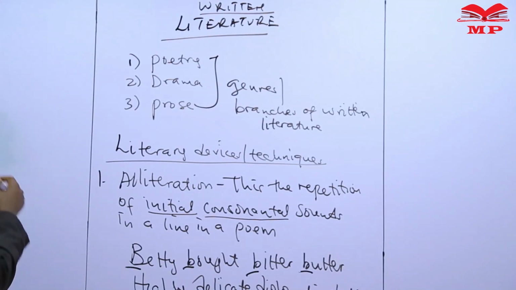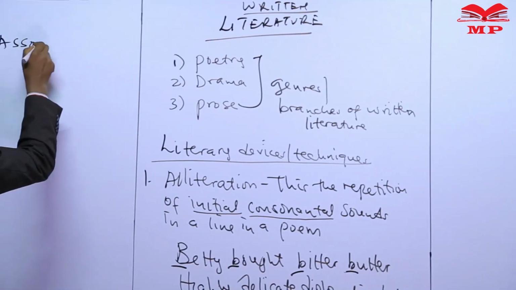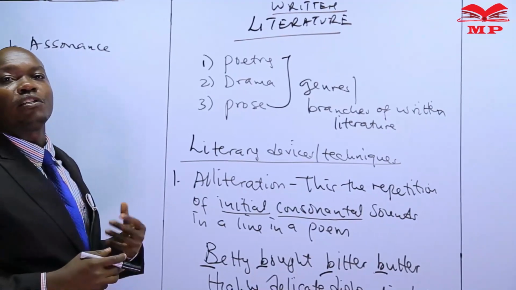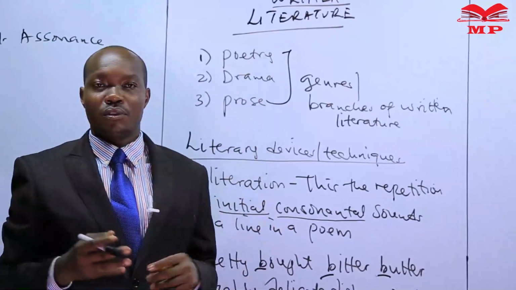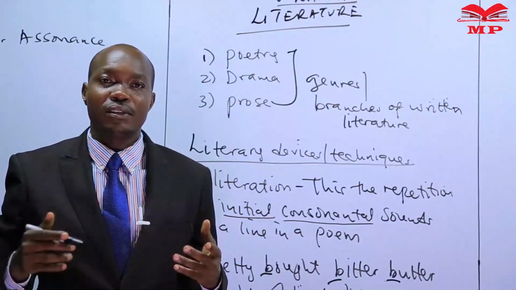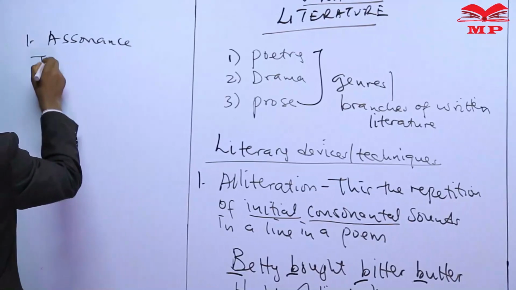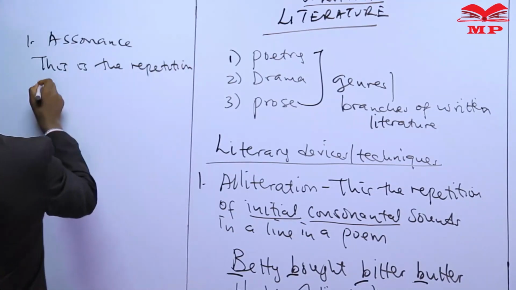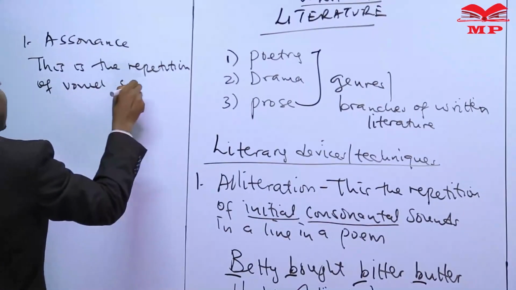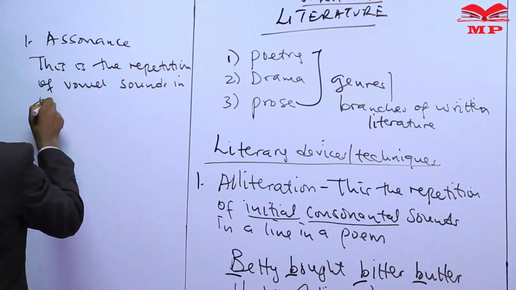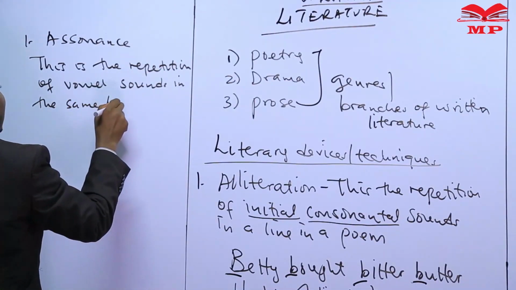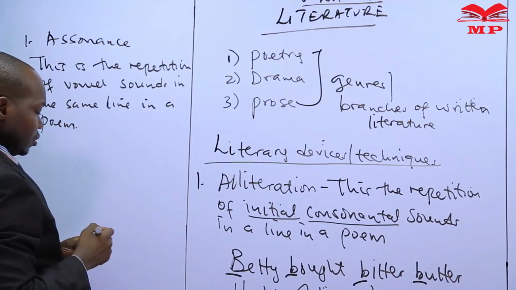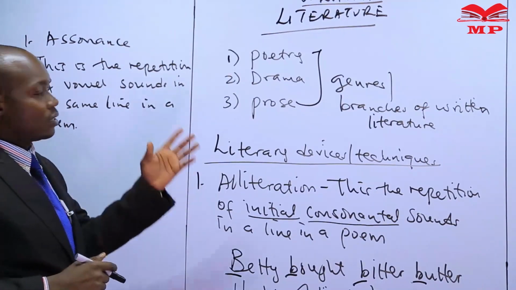The second term is called assonance. And assonance, just like alliteration, is the repetition of vowel sounds in the same line in a poem. So when you repeat vowel sounds, we call that assonance.